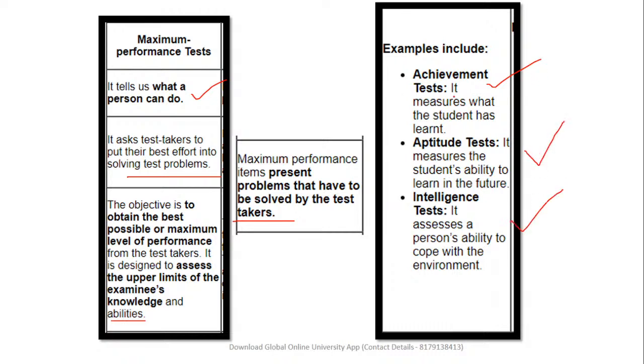So achievement test measures what the student has learned. If you remember, we have done this achievement test, assessing the student after teaching. Mark the slide, very important, and at least take note of it. Aptitude test measures the student's ability to learn in future. And intelligence test assesses the person's ability to cope with the environment.